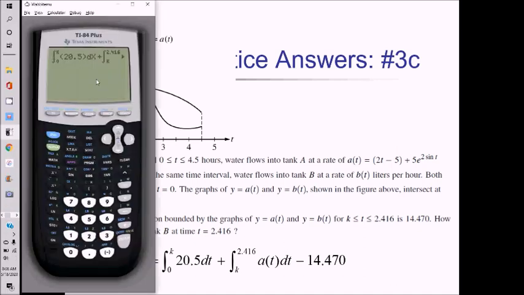So I took the liberty of entering all of this stuff on my calculator off camera. Here's what I entered. I have the integral from 0 to k, and I stored that intersection point as k, of 20.5 dx. And then I'm adding an integral from k to 2.416 of my a of t function, which I stored as y1, so that's what I put in there, alpha trace y1. And then I'm just subtracting that constant amount that they talked about. Let's press enter. And we end up with 48.314. And since we're finding the amount of water in tank B, that's going to be in liters.